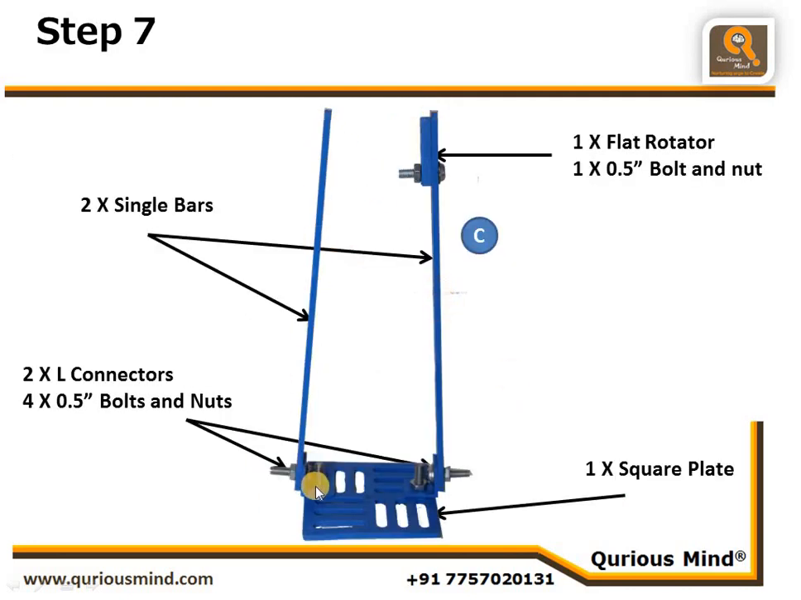Here we are creating the seat of the swing, and that is created using 2 single bars and a square plate. The square plate and single bars are connected using L connectors. Observe the direction of the bolts used to connect the single bar to the square plate. On one single bar, which is going to be connected to our push-pull rod, we have created a hole using a flat rotator. The flat rotator is attached using a single nut and bolt so that the second circular hole can be used to connect it with the push-pull rod. This we are calling assembly C.